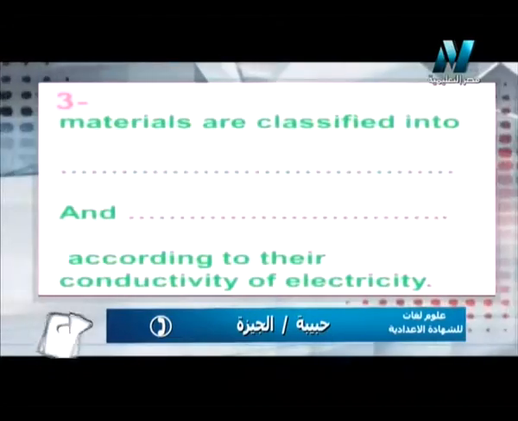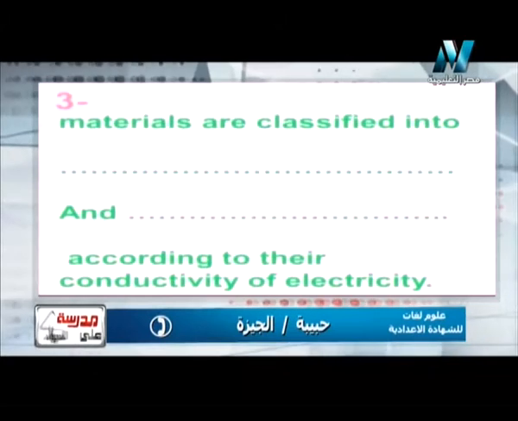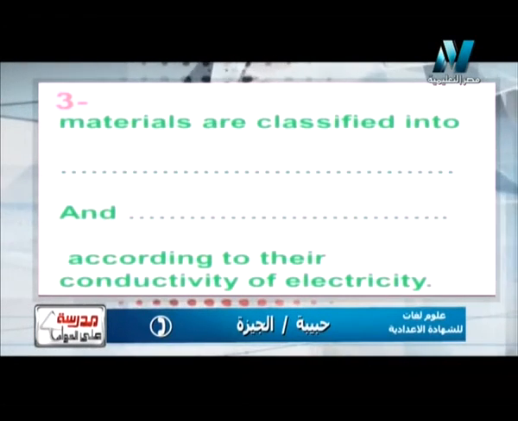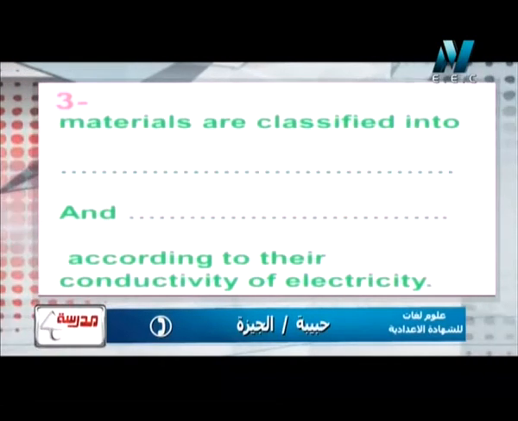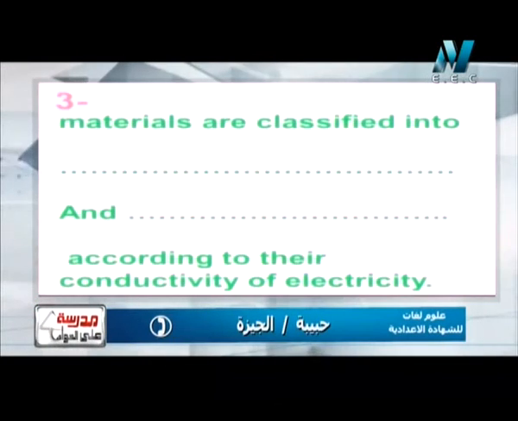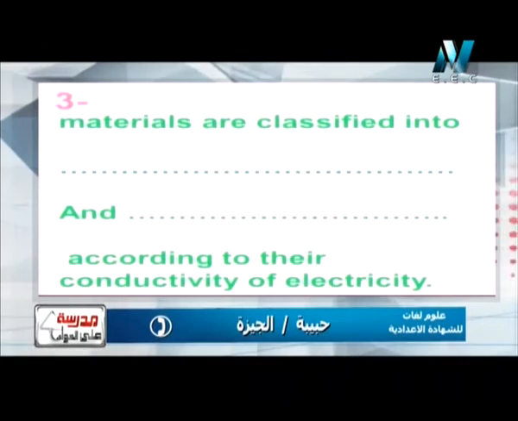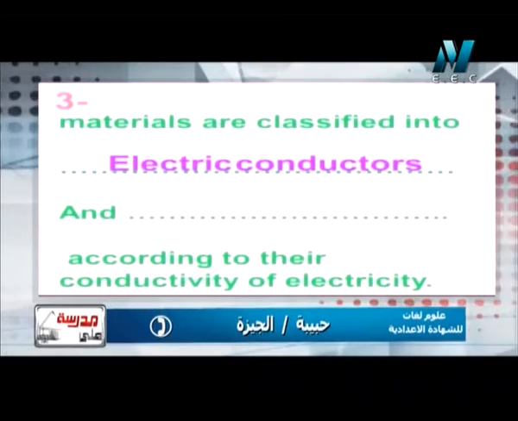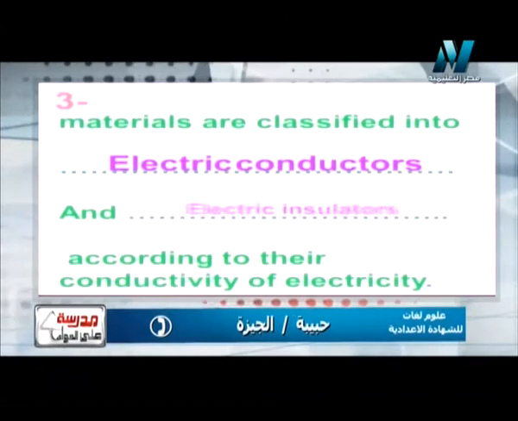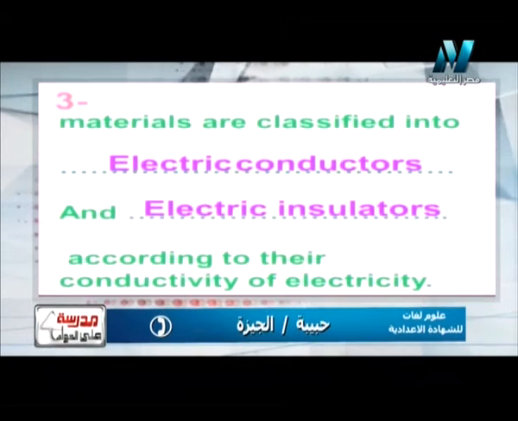The question says that materials are classified into what and what according to their conductivity of electricity. Electric insulators and electric conductors. Very good, Habiba. We have electric conductors and electric insulators.